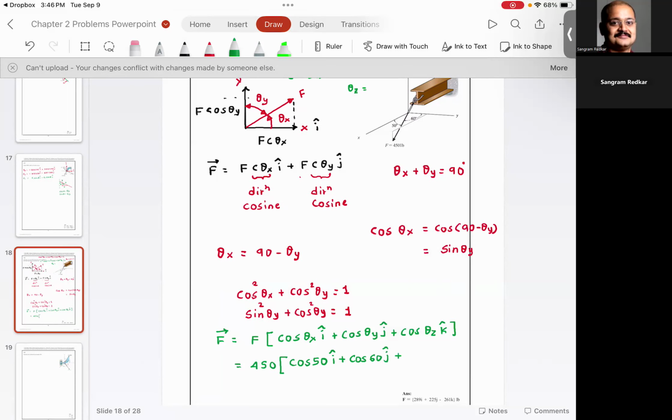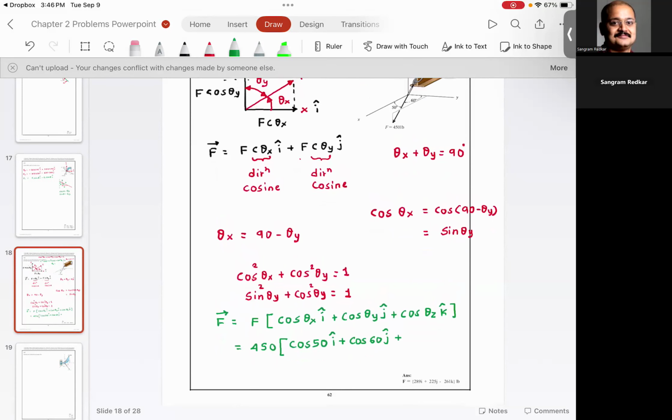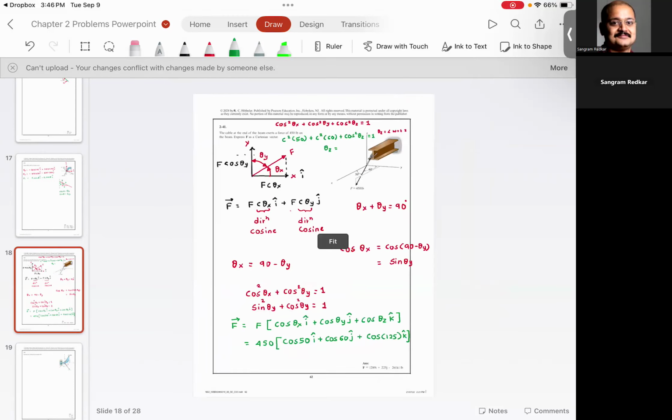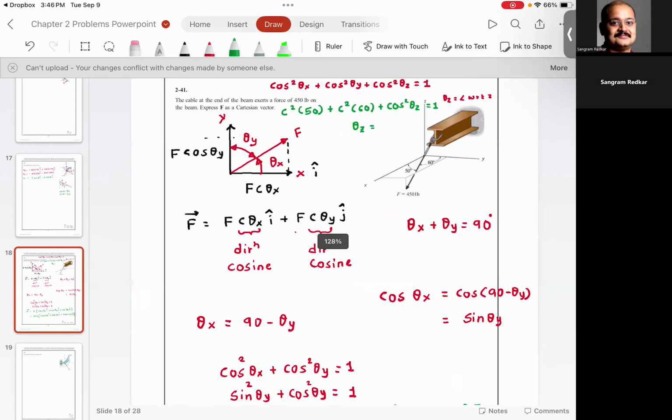Does anyone know what theta z is? 125. So cosine 125. Yeah, so the answers are given to you. As a matter of fact, solutions are also given to you. So please verify; this is a very important problem.